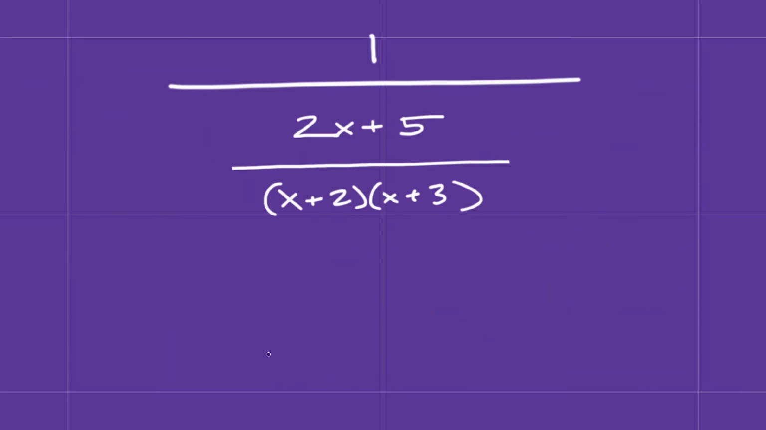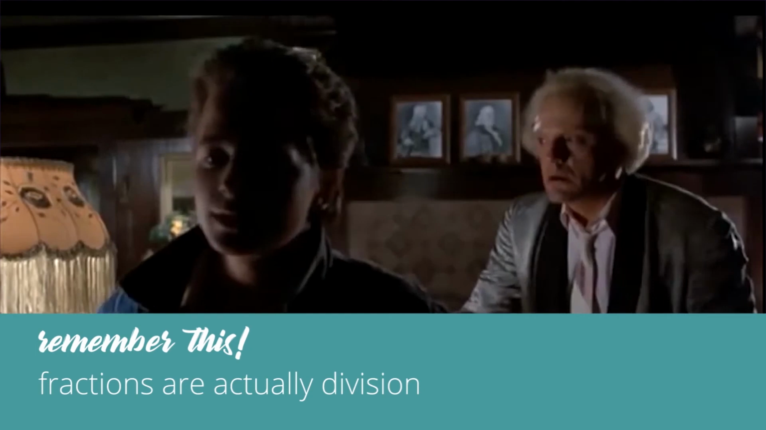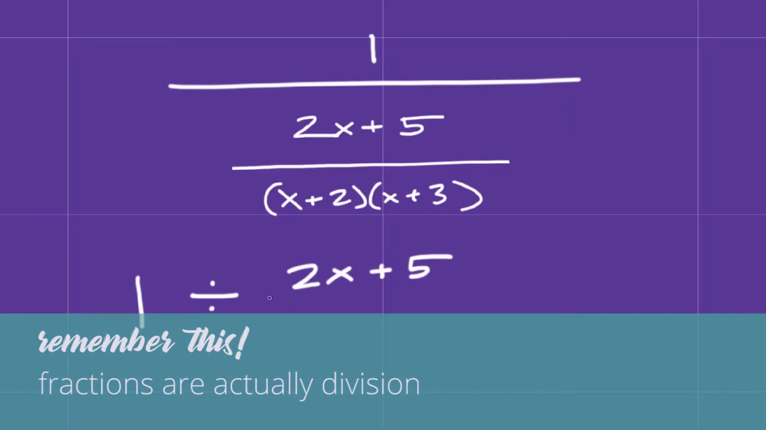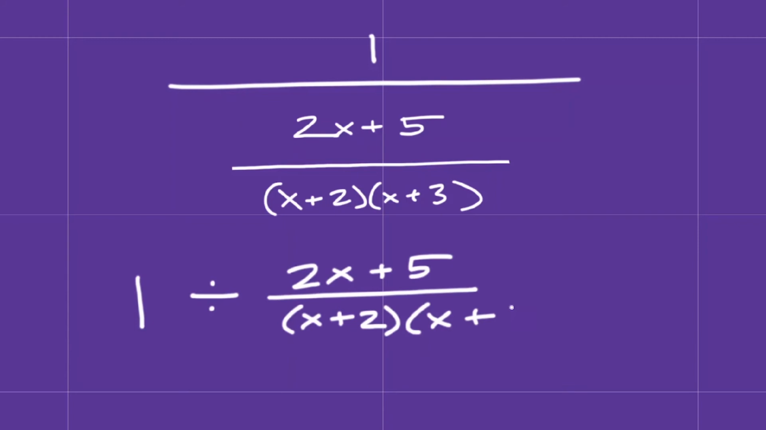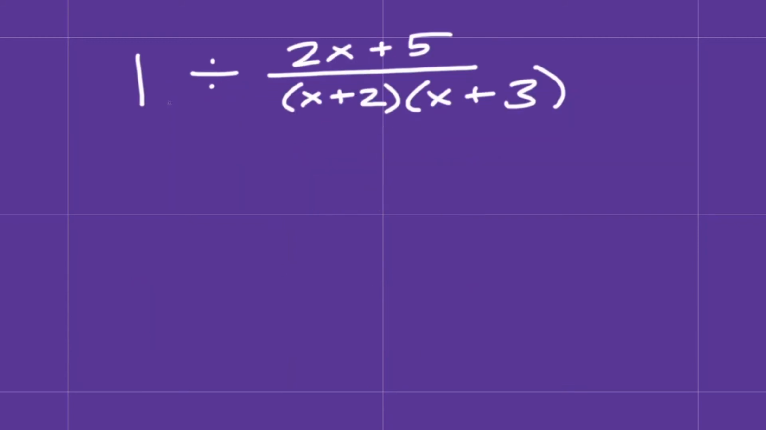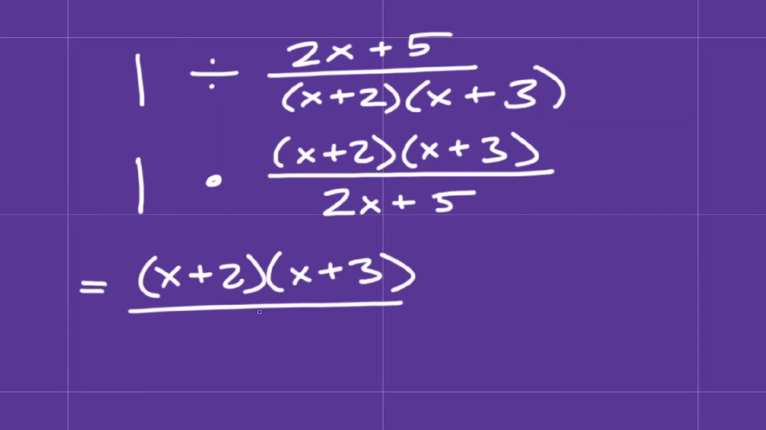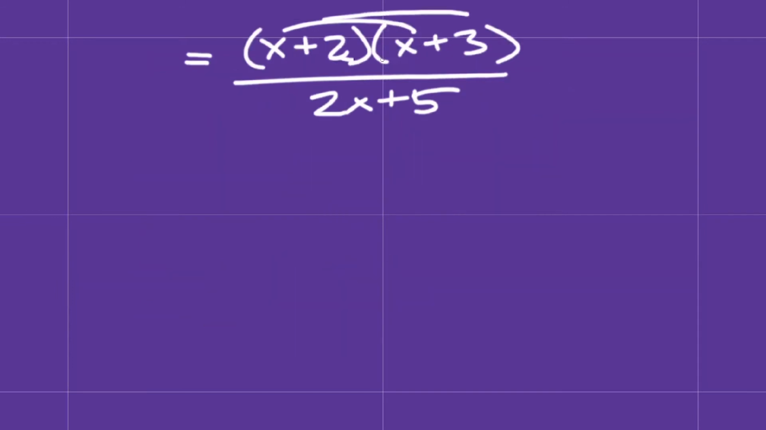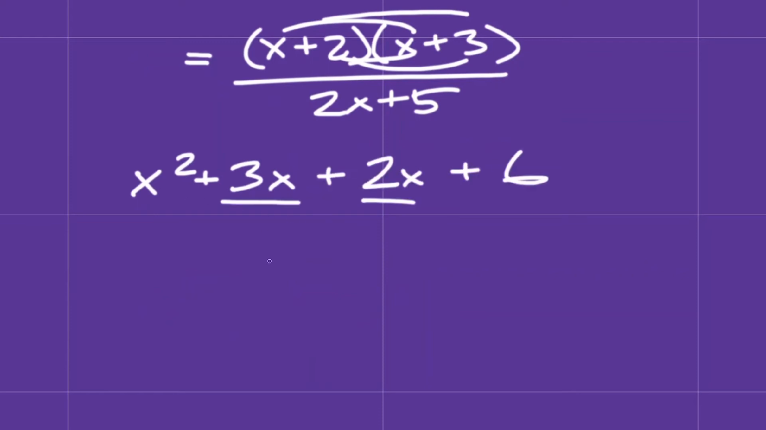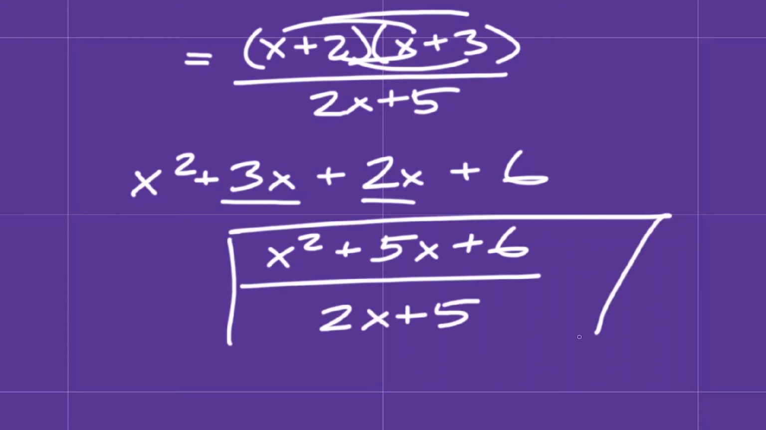The secret to moving on from here is to recognize that fractions are actually divisions. Great Scott! In this case, we have 1 divided by the bottom fraction. Now that it's written horizontally, we can easily see that all we need to do is flip the fraction and multiply. Now it's one solid fraction. Last but certainly not least, let's FOIL the top of the fraction. And that's our final answer.